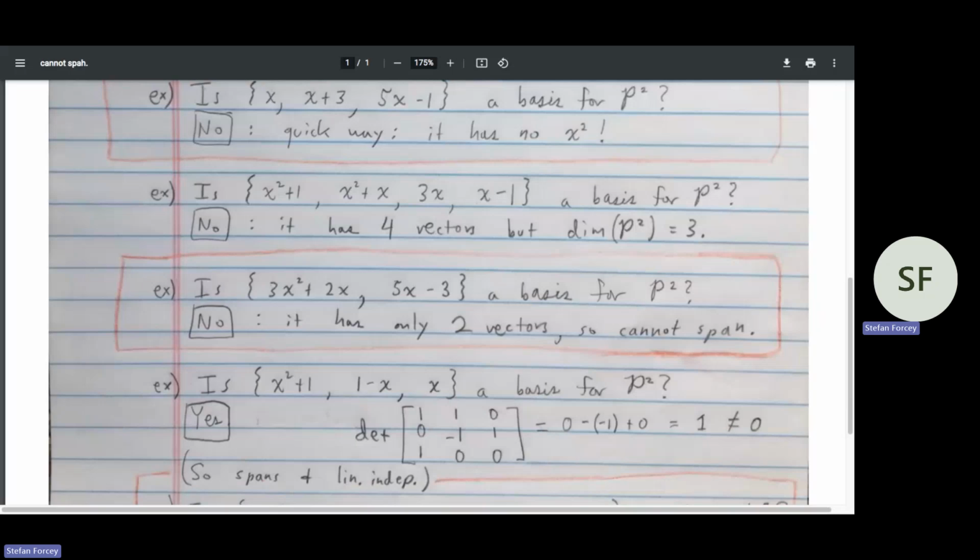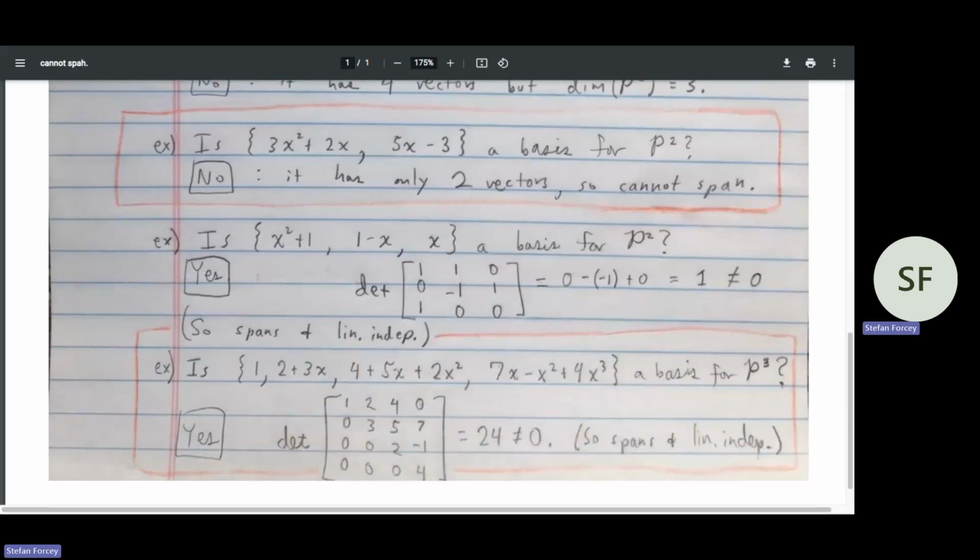The quickest way to do that, since it has the right number of vectors, the same number of vectors as the dimension, is to write down those vectors as columns using the standard basis, and then it will be a square matrix. So we'll have 1, 0, 1 for x squared plus 1, 1 and negative 1 for 1 minus x, and just 0, 1, 0 for the x. And you take the determinant of that, you get 1. It's not equal to 0, so that means that it does have that unique solution, and therefore it's linearly independent. And then since it has 3 things, it also spans. That means it's a basis.